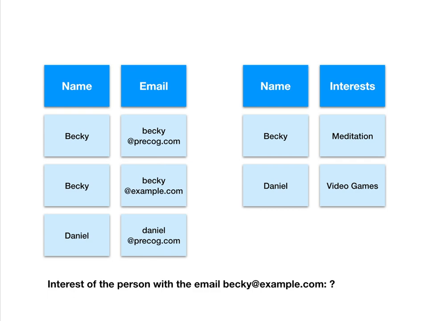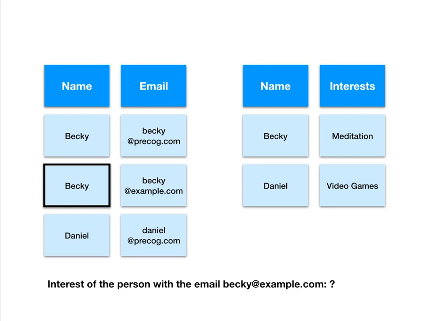But now let's ask the question, what is the interest of the person with the email becky@example.com? Now, we might simply be able to ask that question, but we need to define it in terms of both of these tables. That's additional work for the analyst, but it's even more work for the computer, which needs to ask multiple questions. Is this becky@example.com? No. Is this becky@example.com? Yes. What is becky@example.com's name? Becky.